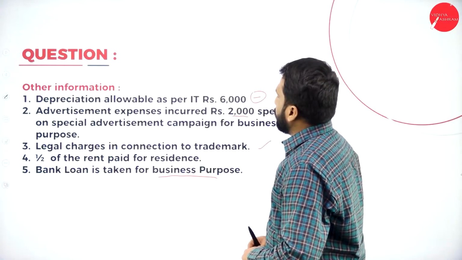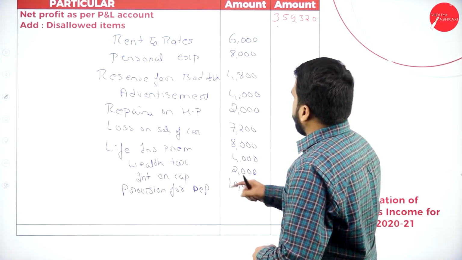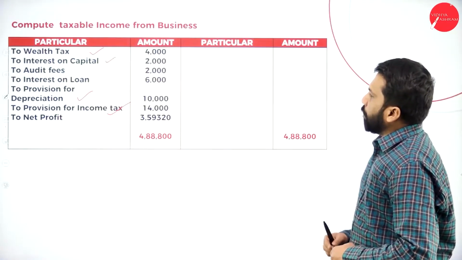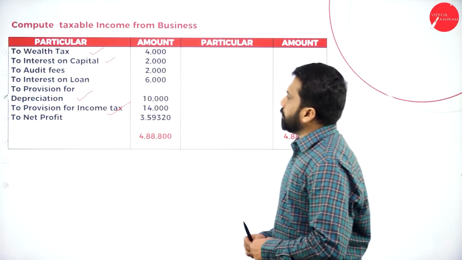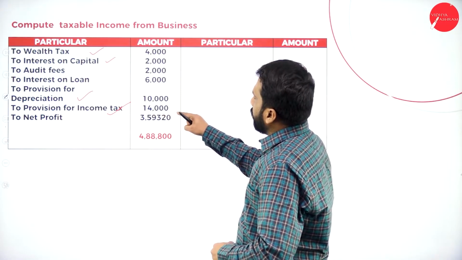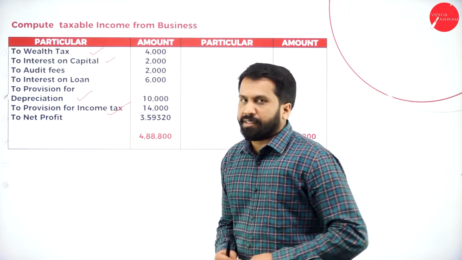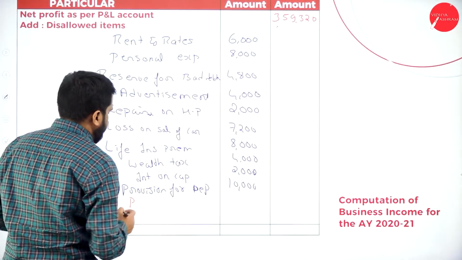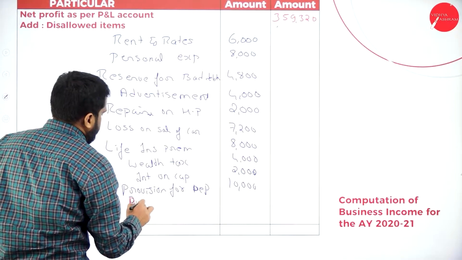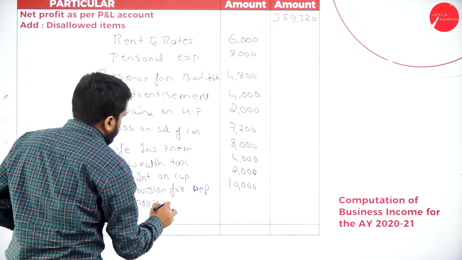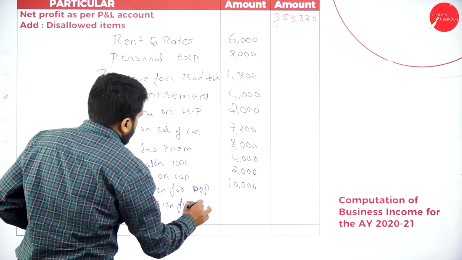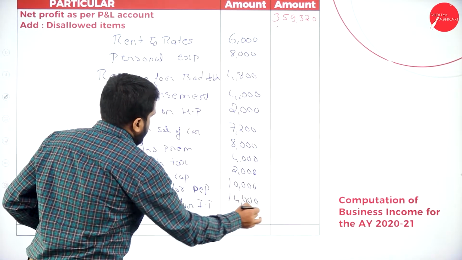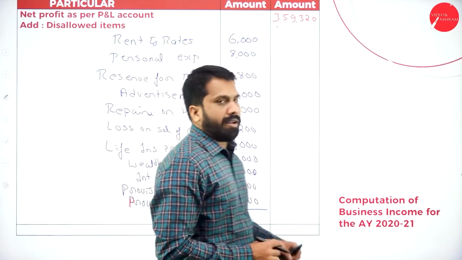So, have I taken up to provision for depreciation? What is the next one? Provision for depreciation is over. Provision for income tax, it is 14,000. So we have done with all your expenses.